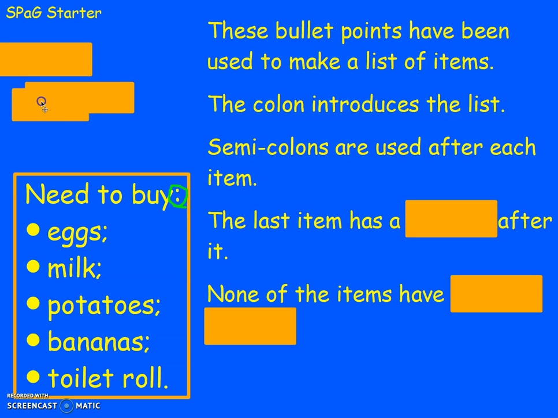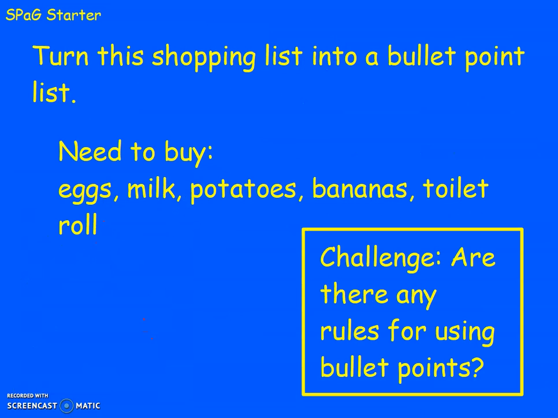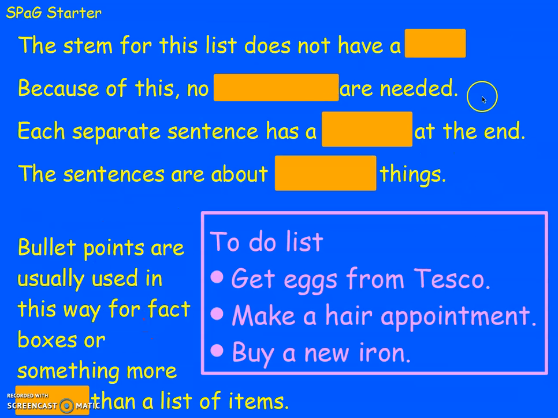Semicolons are used after each item, which I will circle in red. So that's those that we've just spoken about. The last item has a full stop after it, and you can see that there. And none of the items have capital letters, because it's just a list. It's like you were writing out a list like you would have done in a sentence, but you're just using a different format.